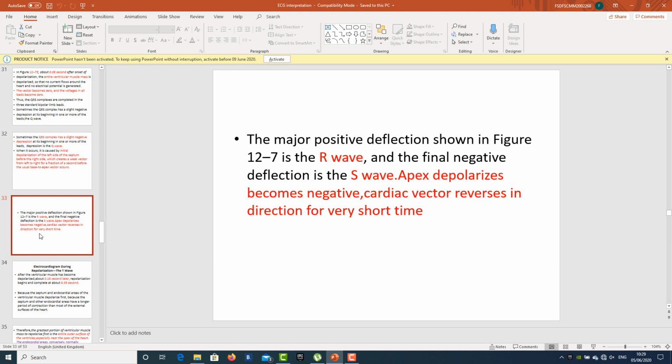The figure shows the R wave and the final negative deflection of the S wave. The apex depolarizes and becomes negative. The cardiac vector reverses in direction for a very short time.